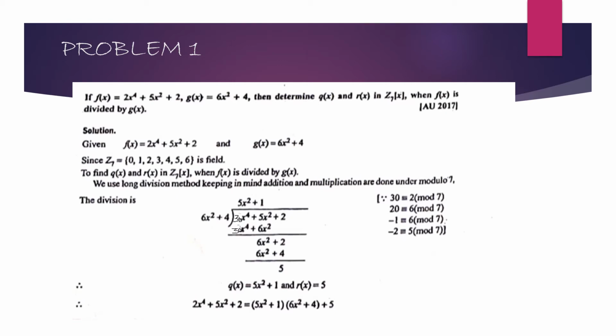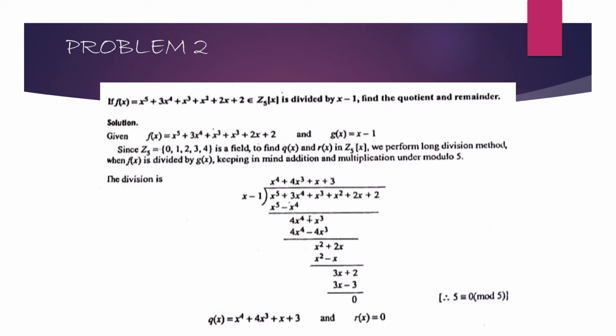So now changing the sign, etc. Now again you go for the next element, divide, and you get the quotient and the remainder. This is the division algorithm, which says that the dividend is equal to the product of the quotient into the divisor plus the remainder. So we move on to the next problem.